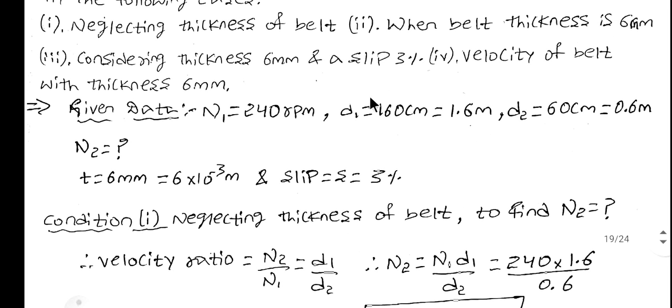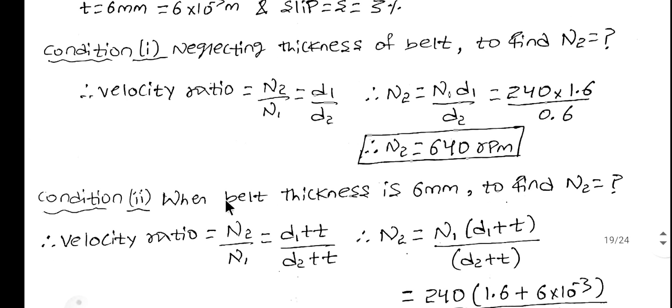Second condition is given when the belt thickness is 6 mm. Use the velocity ratio formula. You have to add thickness to the diameter. N2 by N1 is equal to D1 plus T divided by D2 plus T. Now, take this term to the right hand side. It will be N1 multiplied by D1 plus T divided by D2 plus T.